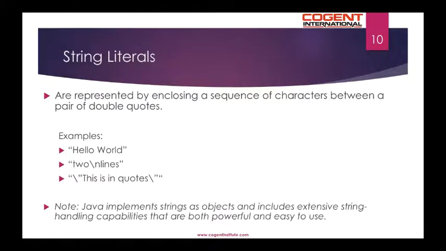String literals are represented by enclosing a sequence of characters between a pair of double quotes. Example, "hello world", which is within the double quotes, and "2\n lines" within double quotes. And if you want double quotes to be a part of the string literal, escape it with the backslash. So in this example, we have within the double quotes, a backslash, double quote, this is in quotes, backslash, double quote. Note that Java implements strings as objects and includes extensive string handling capabilities that are both powerful and easy to use. These will be covered in a separate module.